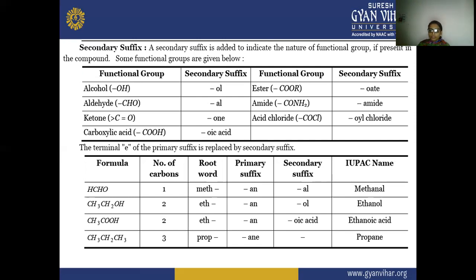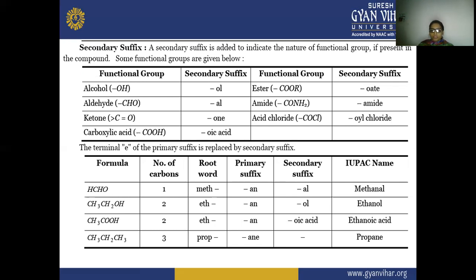The terminal e of the primary suffix is replaced by the secondary suffix. So the terminal e in the primary suffix is replaced by the secondary suffix. The formula is HCHO, and the number of carbon atoms present in this HCHO is 1.